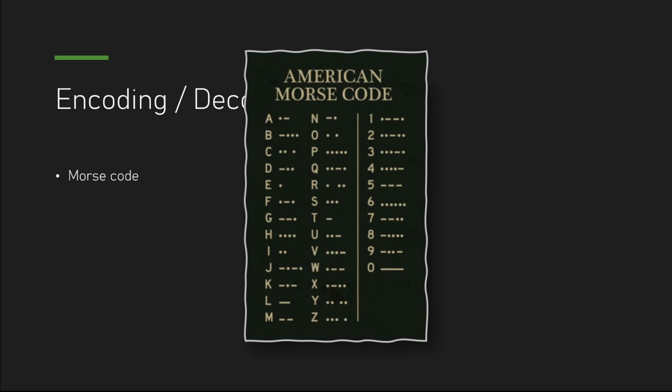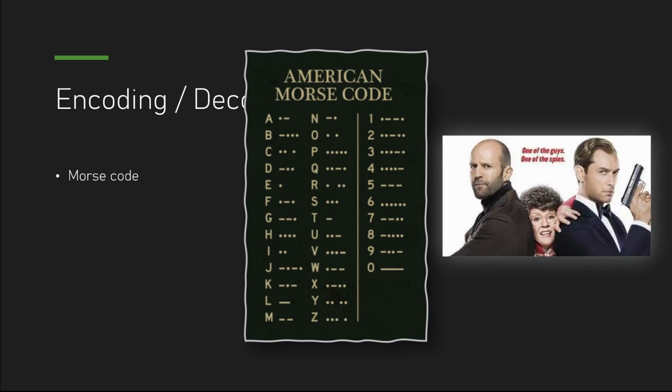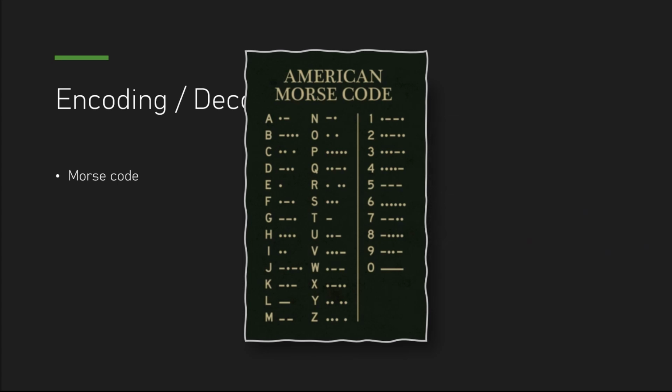Why do we do that? Other than to make it cool in a spy movie, there are various reasons. A major one is to represent information that couldn't be represented before. Morse code makes it possible to transfer characters over a long-distance wire by telegraph.